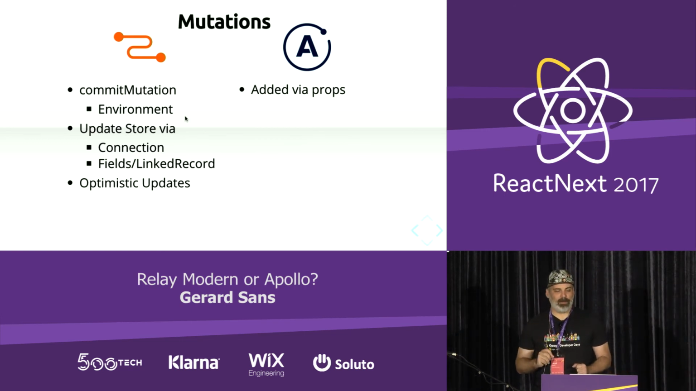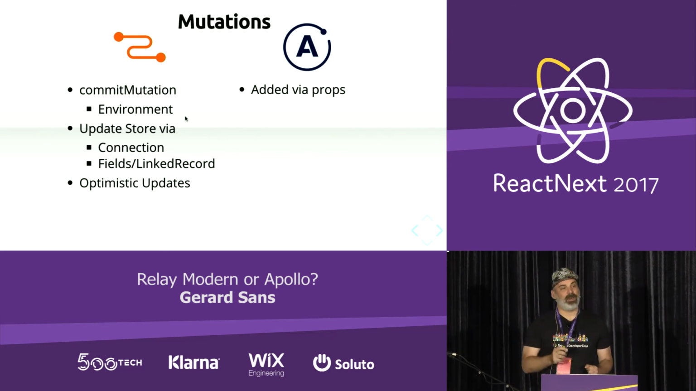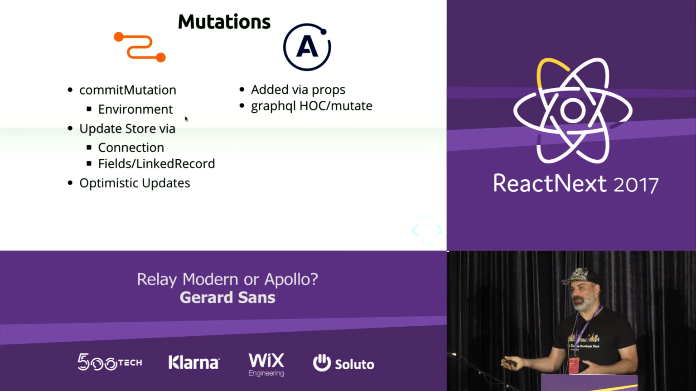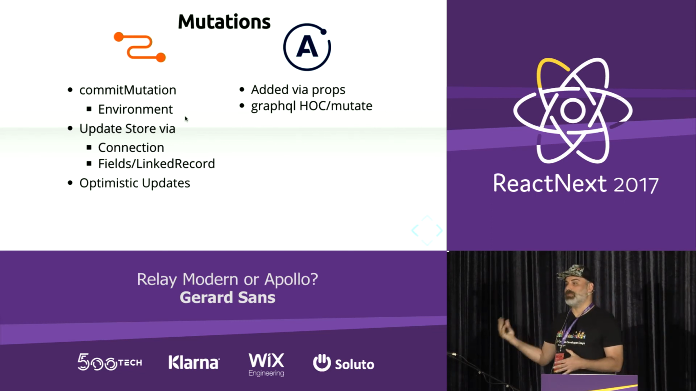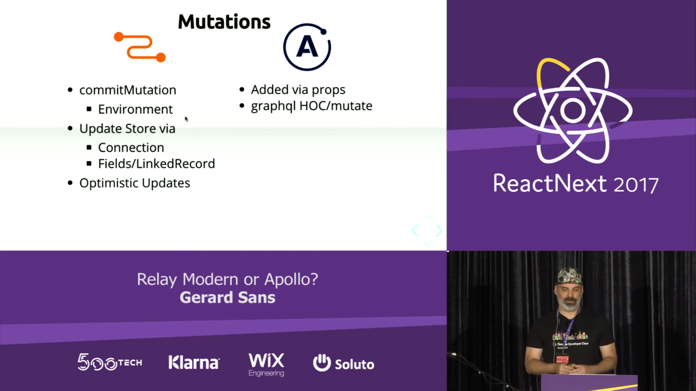On Apollo Client, we can see that all of these mutations are passed down by using properties. And we are going to use the same GraphQL that we were using for the queries. This is the same approach. We don't have an import like in Relay Modern. We are using the same approach that we use for queries. So that's a little bit nicer. And then we have this mutate API to run the mutations.